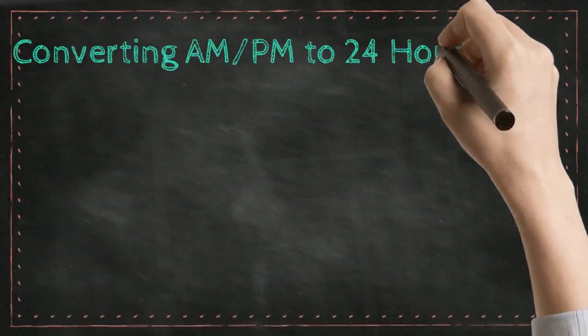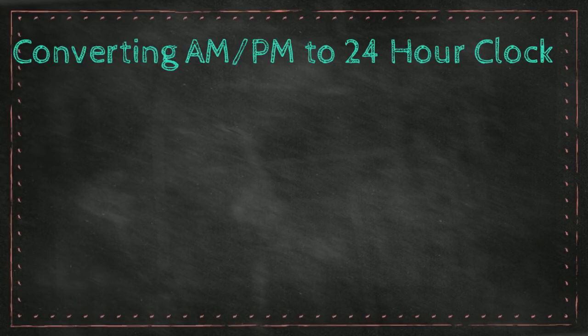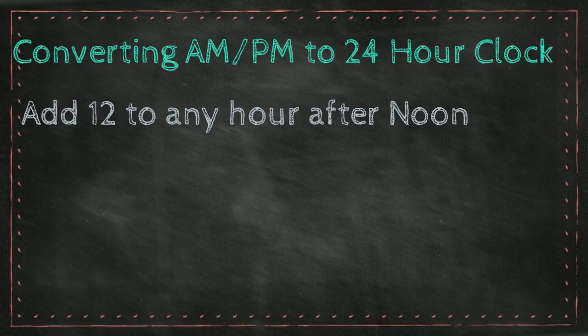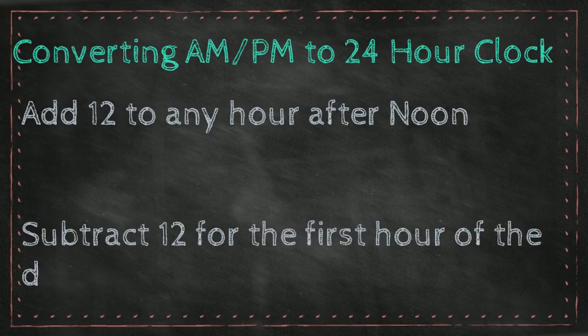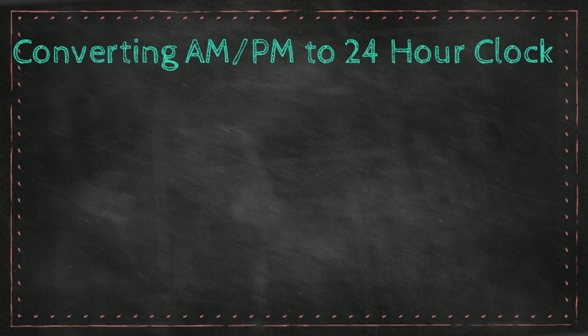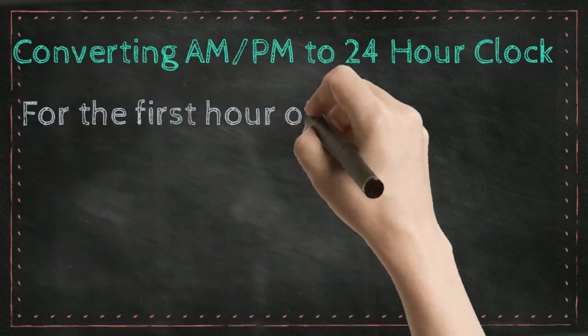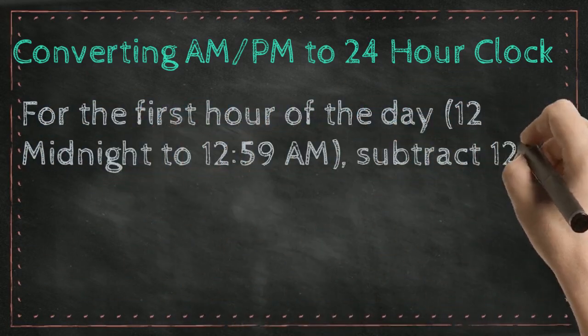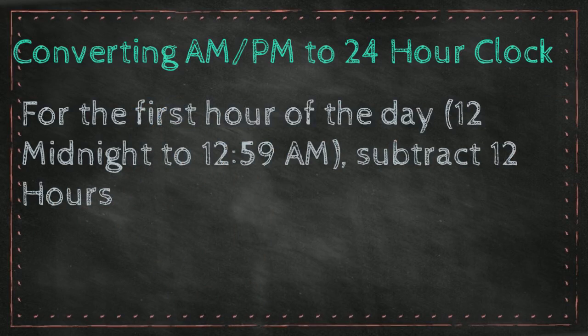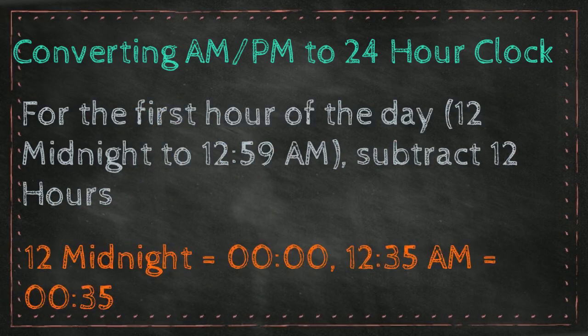Now, to convert these AM and PM hours to a 24-hour clock, you will add 12 to any hour after noon or 12 o'clock, or subtract 12 for the first hour of the day. As I said, for the first hour of the day, 12 midnight to 12:59 AM, subtract 12 hours. So 12 midnight is 0 o'clock, and 12:35 AM equals 0:35.